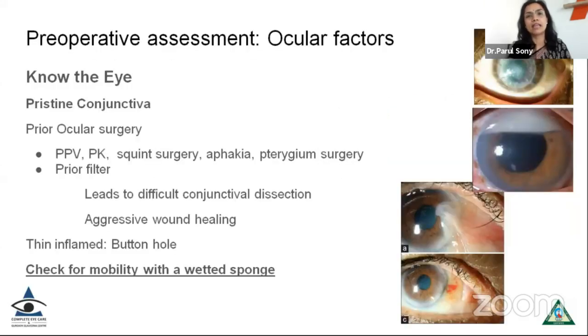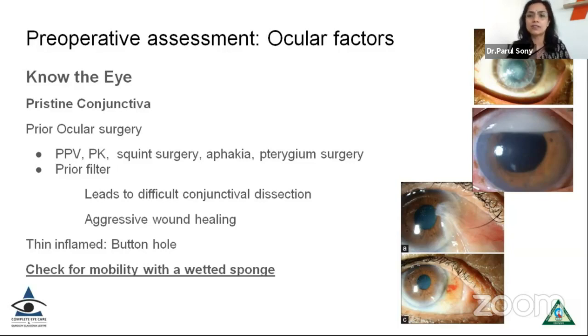Whenever we decide that we are going to operate upon a patient for a filtering surgery, there are a lot of ocular factors that we have to look into. All of us want a pristine, untouched cornea. But many a time the patient has had secondary glaucomas, retinal surgeries, pterygium surgeries, or prior filters, and all these eyes can have adherent conjunctiva, which leads to a difficult conjunctival dissection and aggressive wound healing.